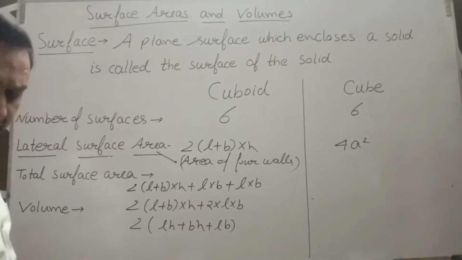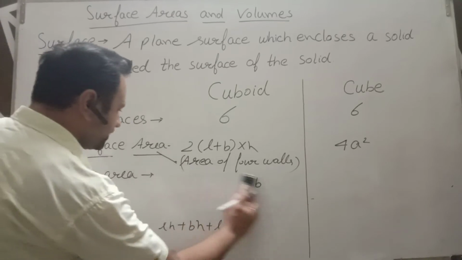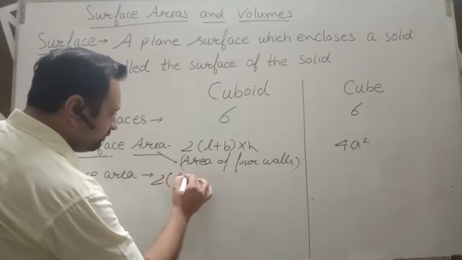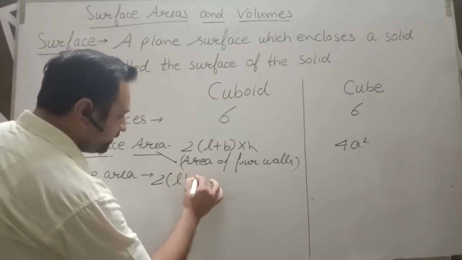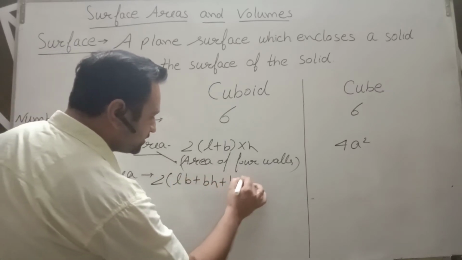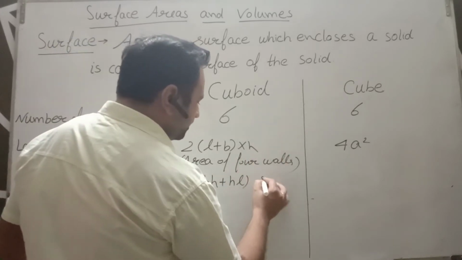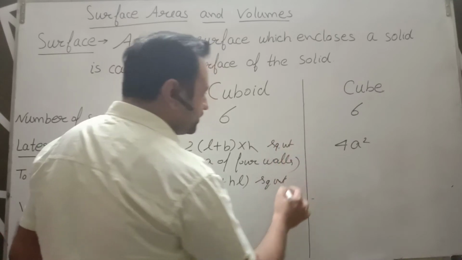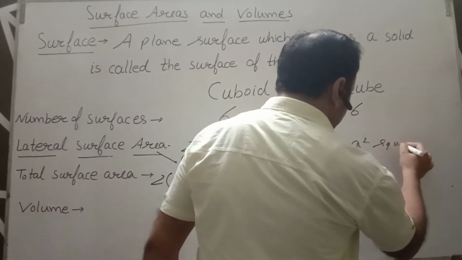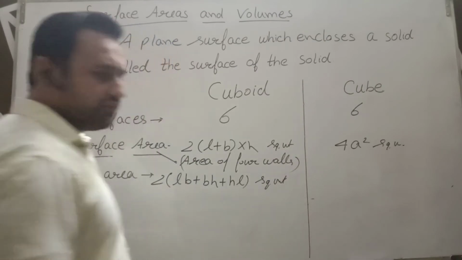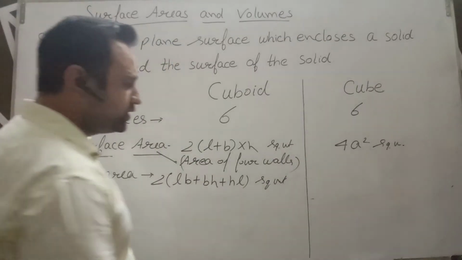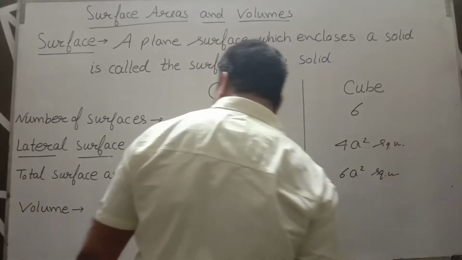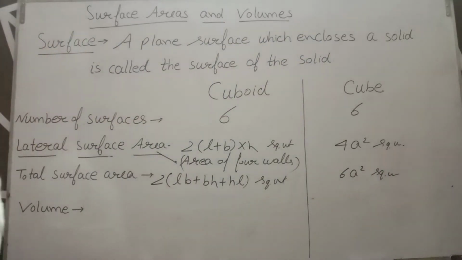So finally the formula of total surface area is 2 in a bracket l multiply b plus b multiply h plus h multiply l, square unit. And for a cube, all surfaces are in the shape of a square, so its total surface area is 6a square unit. Now we discuss volume.